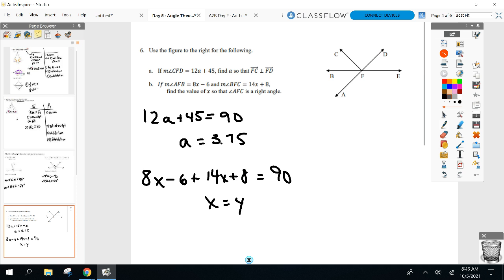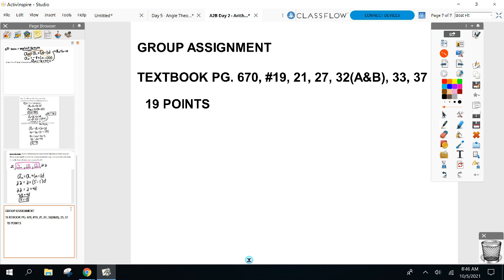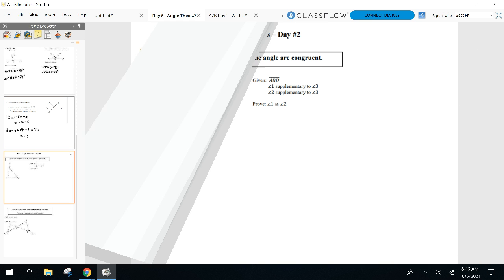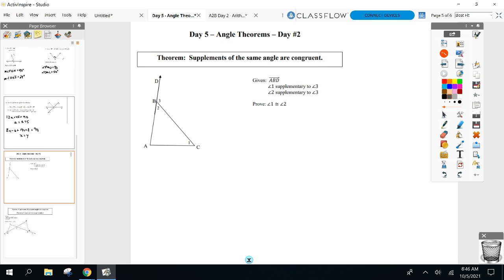All right, so let's try out this theorem now. And this is what we just did, right? So 1 is supplementary to 3. 2 is supplementary to 3. Why are 1 and 2 congruent? Well, tell me something about the givens right now. What do you see about angles 1 and 2 in the givens?